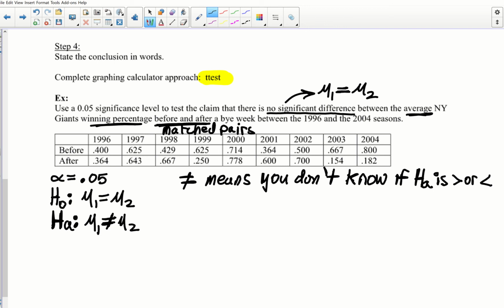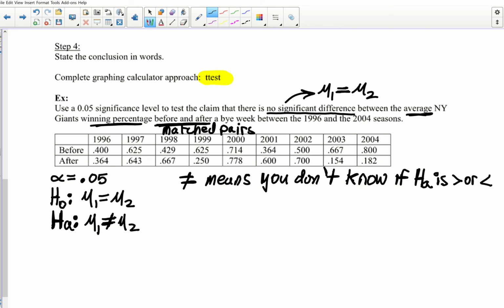All right, so that's what our default is. I don't have any information based on the research. The data may bear out one way or the other, greater than or less than, but I don't know that until I start evaluating the data. But based on the question itself, without looking at any of the data, if they say no significant difference, that means equals. Well, what's my alternative? Just not equal, because they haven't told me anything else.